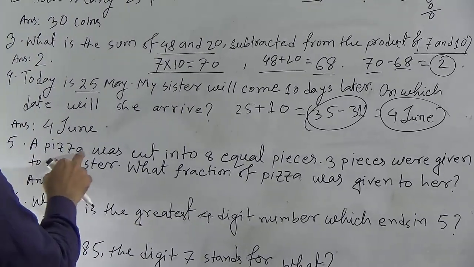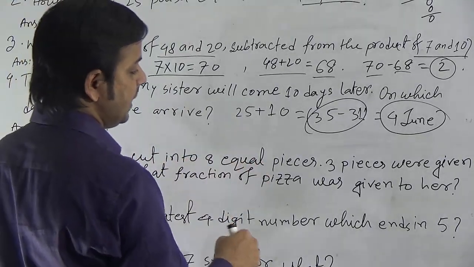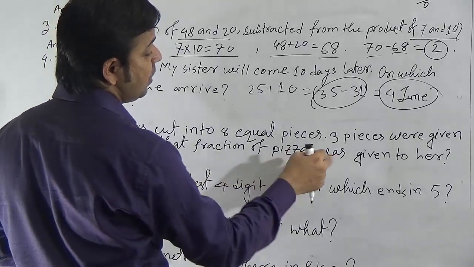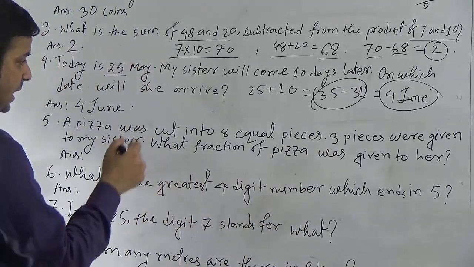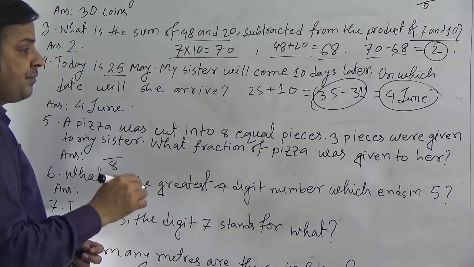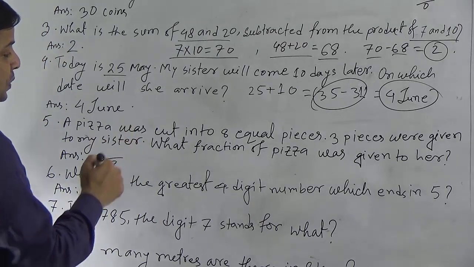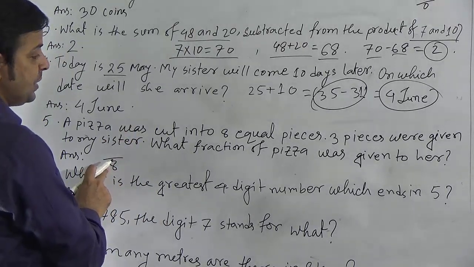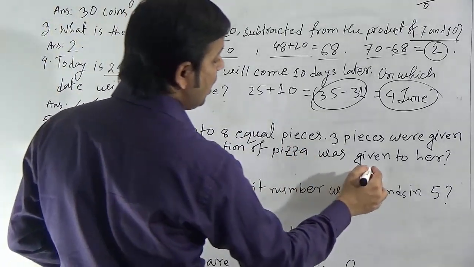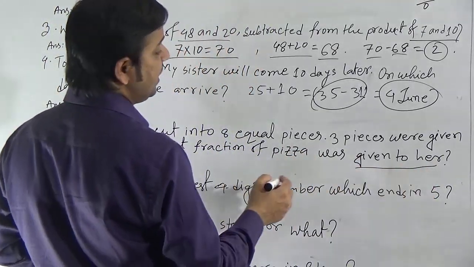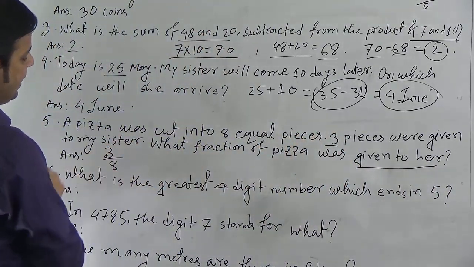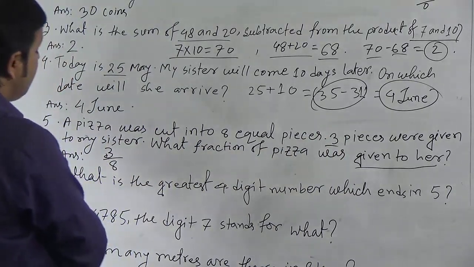Question 5. A pizza was cut into 8 equal pieces. 3 pieces were given to my sister. What fraction of pizza was given to her? It means that total 8 pieces. To get the required fraction, we have to write the total number of pieces in the denominator and the pieces given to her sister is 3. We have to write in numerator. That will be our required fraction.